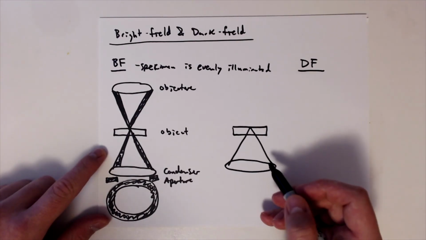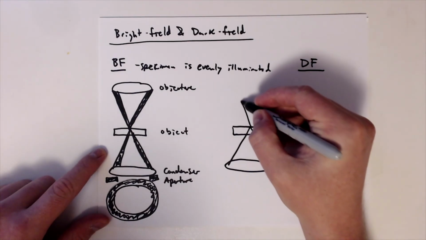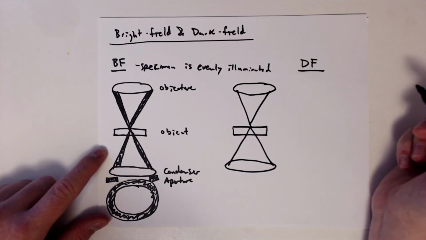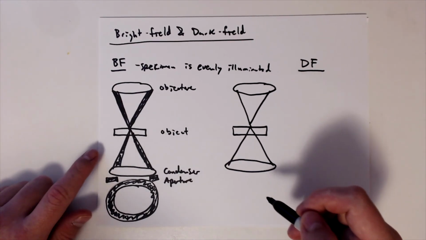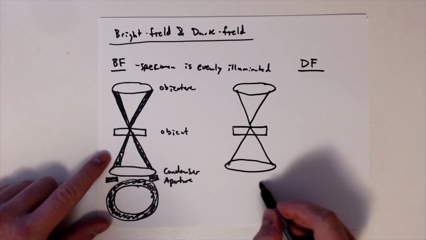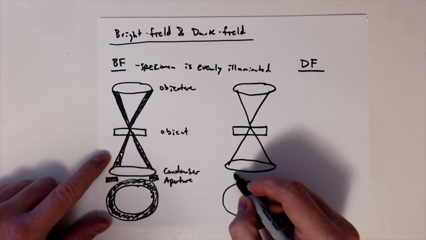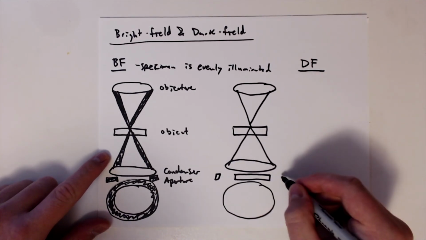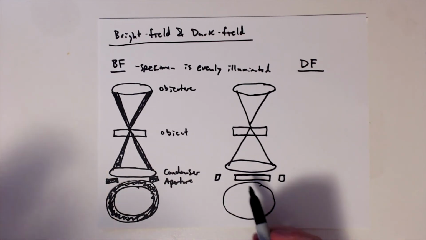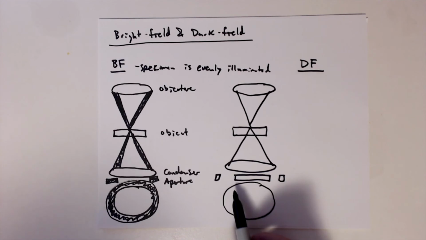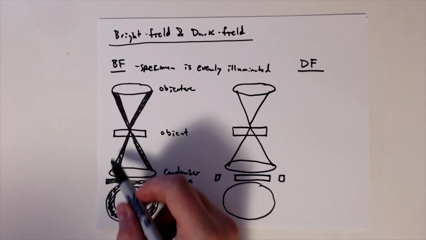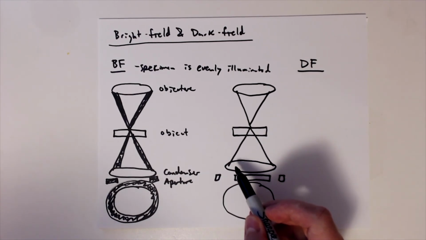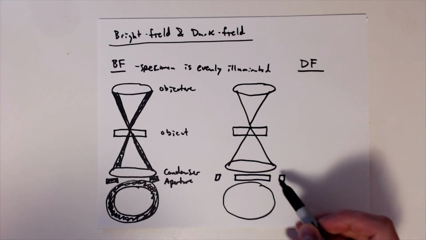And then again, same thing. We have divergent light towards the objective. So same diagram that we had before, but the difference is in the arrangement down here. So here we have a different type of aperture that only allows this oblique light, so light from these very high angles. So only letting light in here and here.